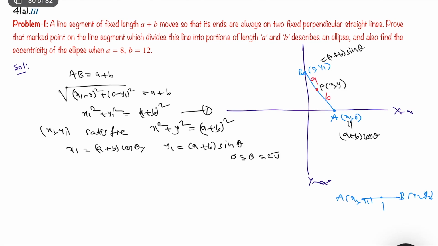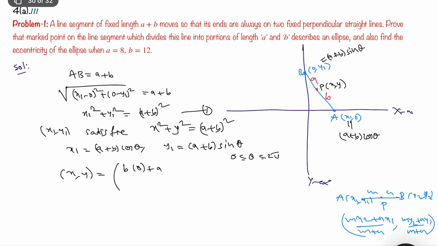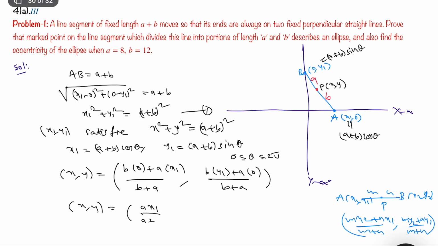And the point which divides this AB in m is to n ratio is going to be what? (m x2 plus n x1) by (m plus n), (m y2 plus n y1) by (m plus n), right? So this point (x, y) which divides AB in B is to A ratio should be what? (B times 0 plus A times x1) by (B plus A), (B times y1 plus A times 0) by (B plus A). That means we got this (x, y) equal to (A x1 by A plus B, B y1 by A plus B).